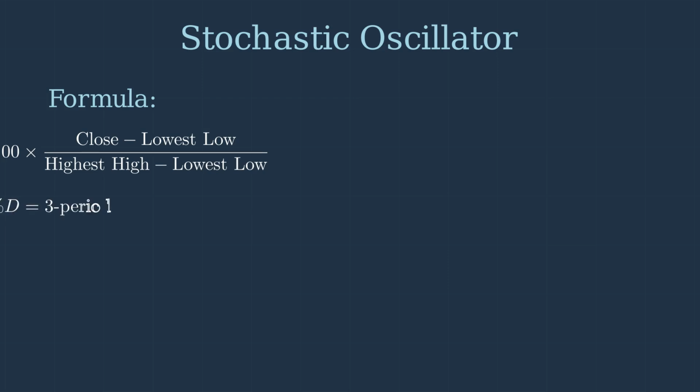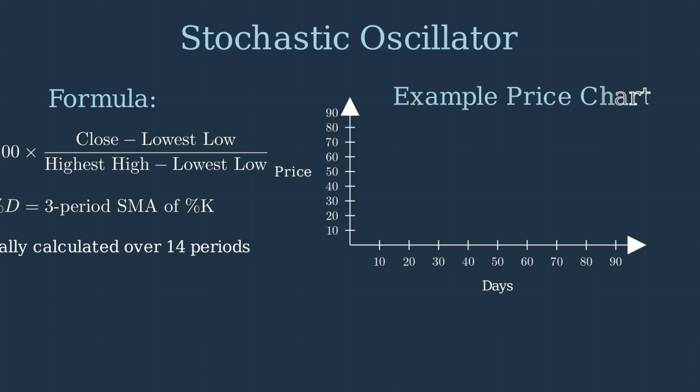The %D line is simply a 3-period simple moving average of the %K line, which acts as a signal line. Both components are typically calculated over a 14-day period, though this parameter can be adjusted based on trading preferences. Let's look at how the stochastic oscillator works with a ranging market example.